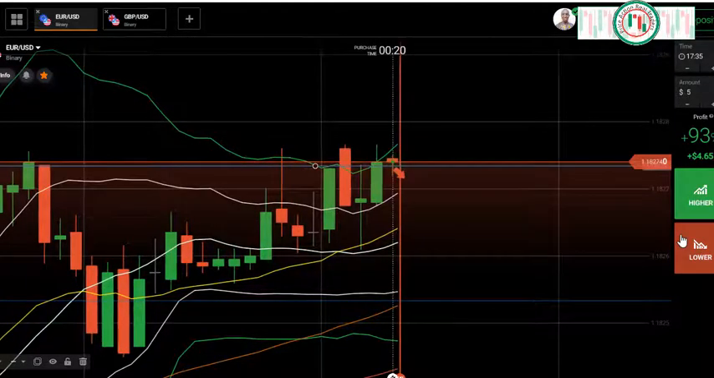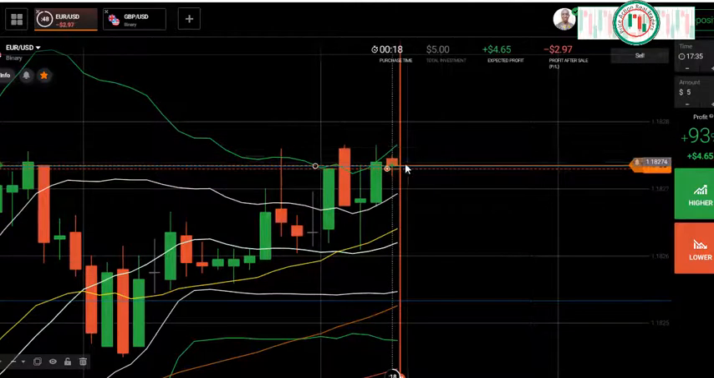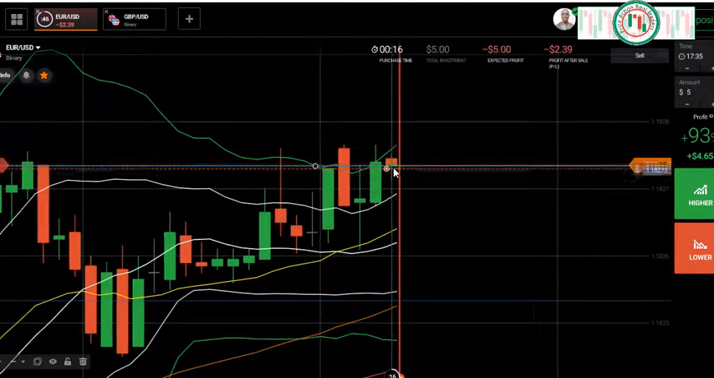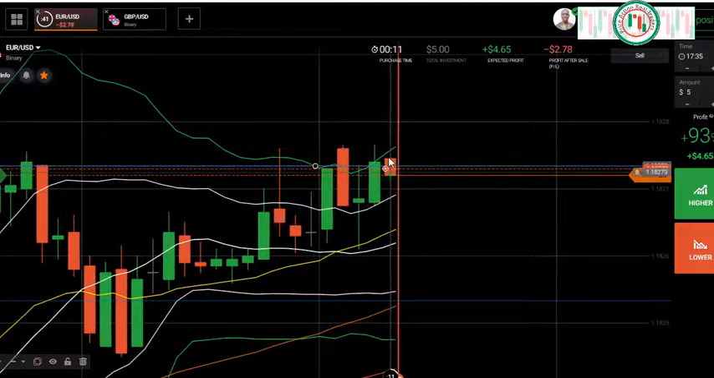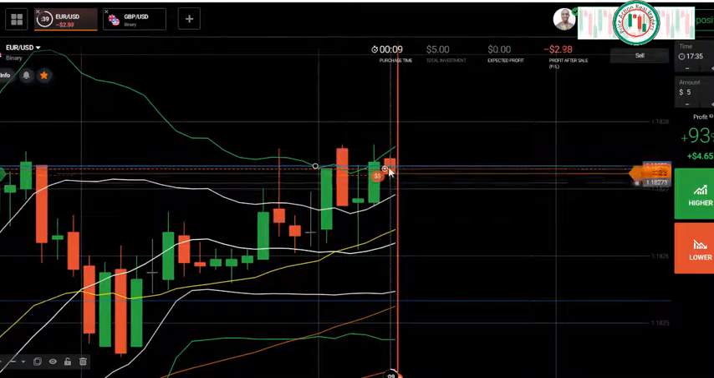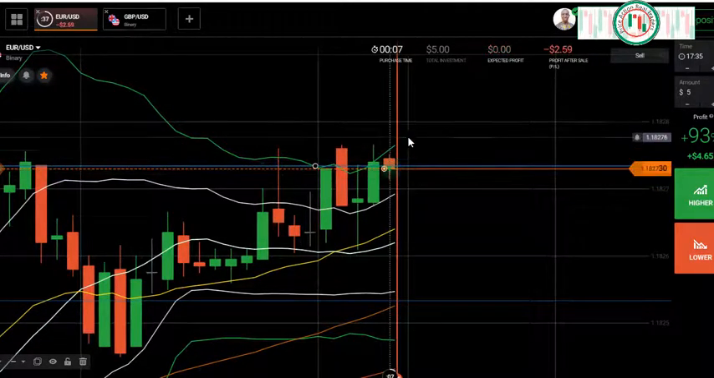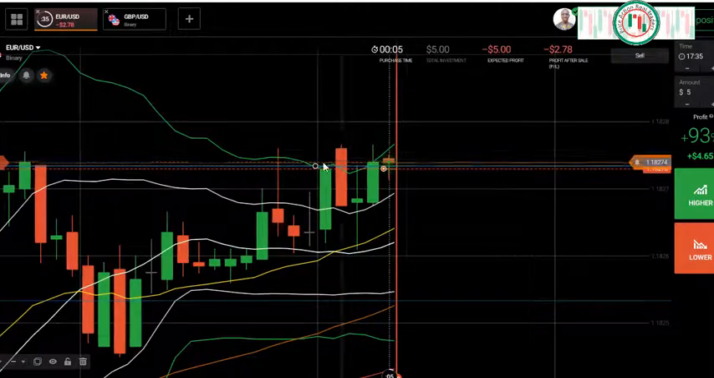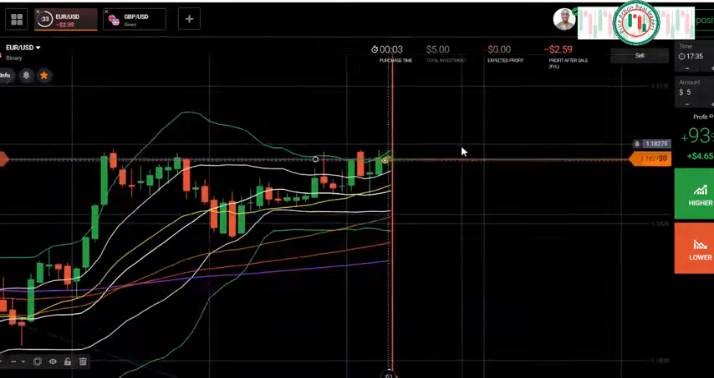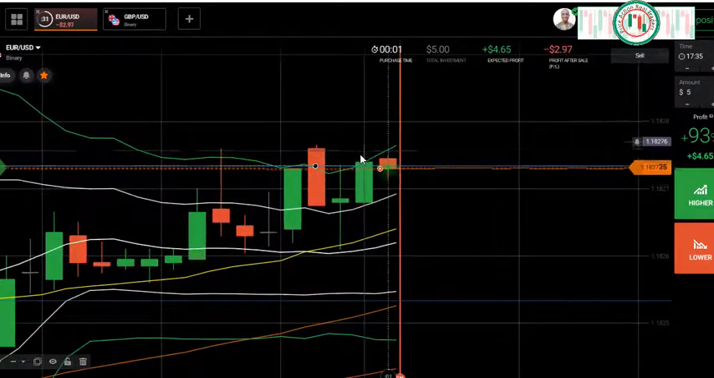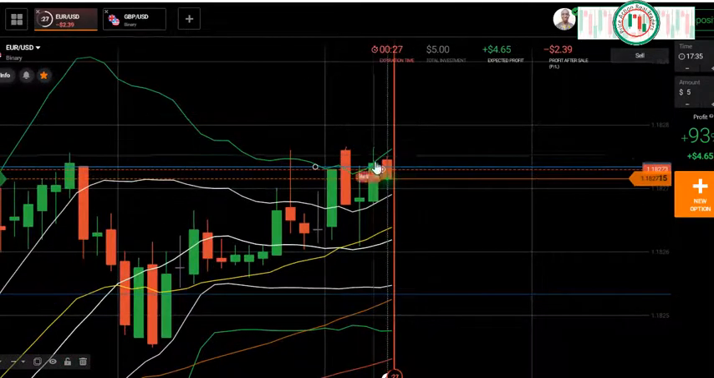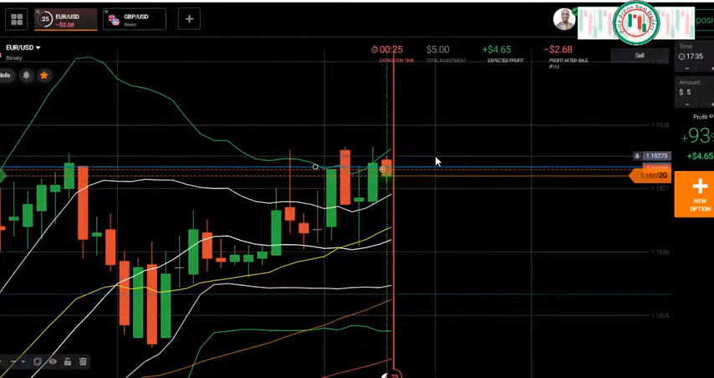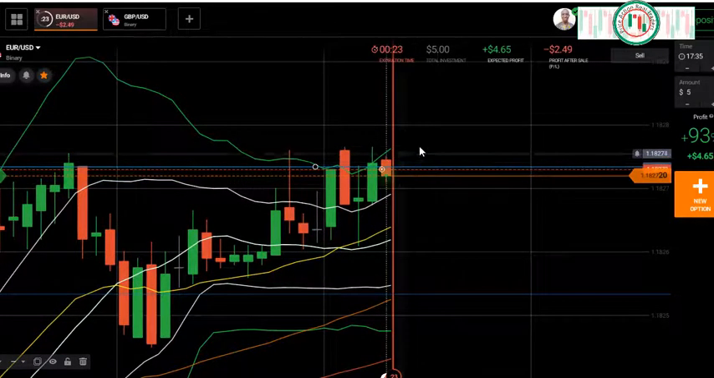Yes, I place my trade put option here because I know the way this candle is moving up and down, it will be a red candle because of the ranging market. And here this candle is at a reversal area, so I know definitely this candle must be red. That's why I place my trade put option.